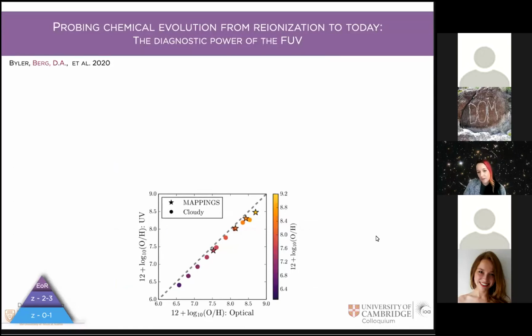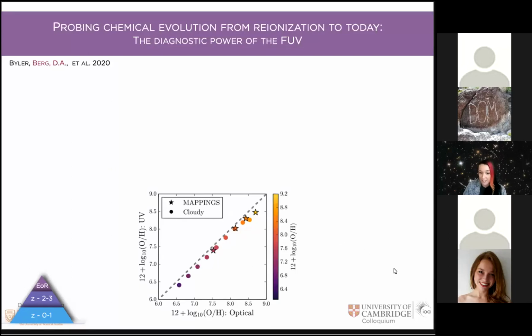Now, another thing that motivates this originally is that when we look at models of nebular emission lines, photoionization models, two examples here from work by Nell Byler, looking at MAPPINGS and Cloudy photoionization models, and what metallicity you would measure from your standard optical emission lines, compared to the metallicity you would measure from ultraviolet lines. There's a pretty good agreement between different types of photoionization models and a close to one-to-one relationship, which seems really promising for using the UV lines.